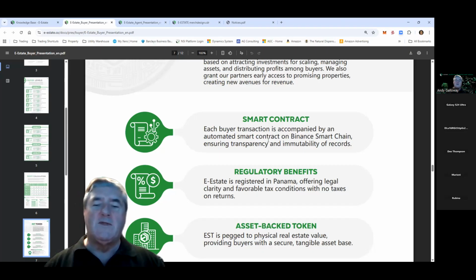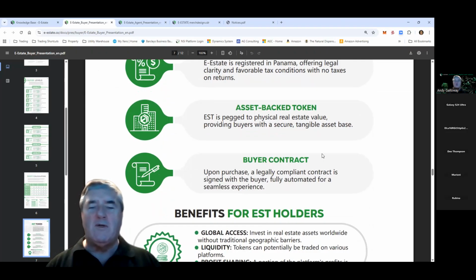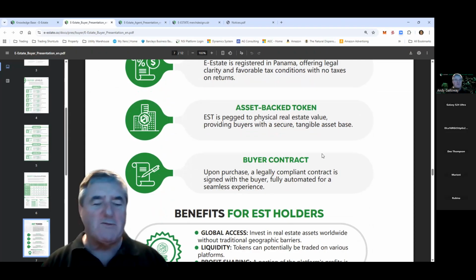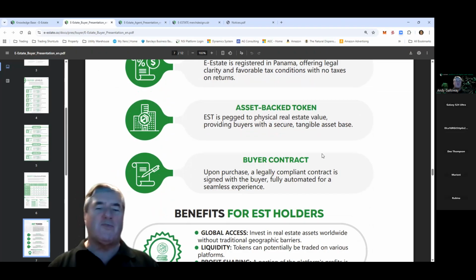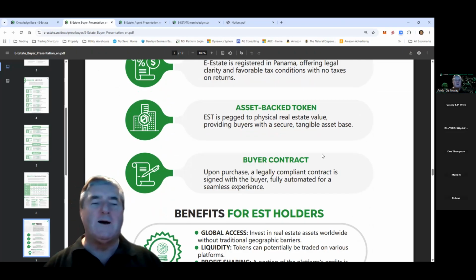And the token itself is an asset-backed token. There are thousands and thousands of tokens in the world, but very few of them are asset-backed. They're backed by basically what amounts to a promise, or by consensus. It's worth that value because everybody agrees that it's worth that value. But with the EST, the price of the token is pegged to the price of the real estate that underpins it. So it's an asset-backed token, making it very, very, very secure.